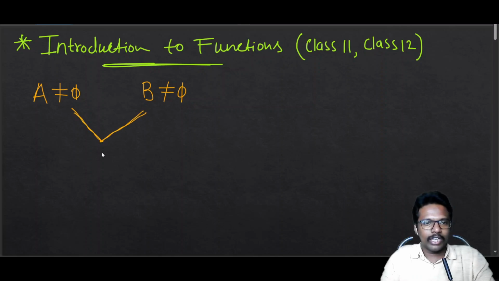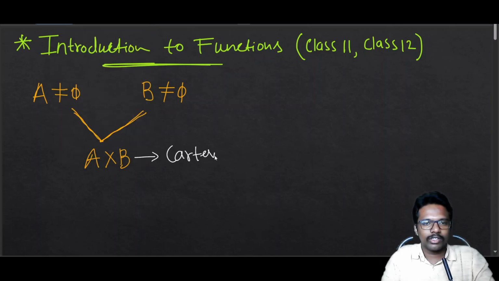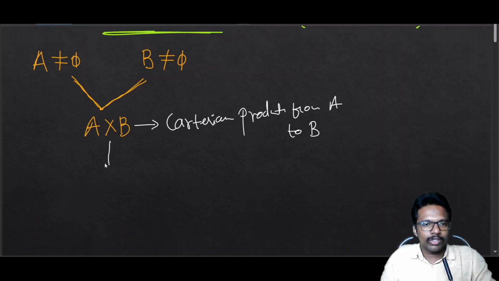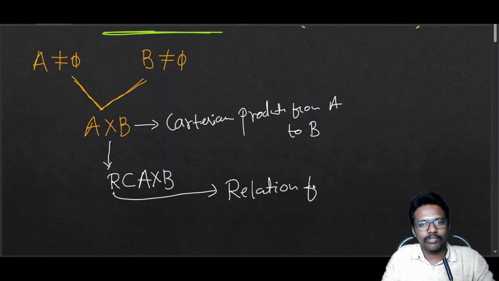By these two sets, we created A cross B, and we call that A cross B the Cartesian product from A to B. Next, from this A cross B, we created a set R, and that R is a subset of A cross B. Then we called this R a relation, a relation from A to B.